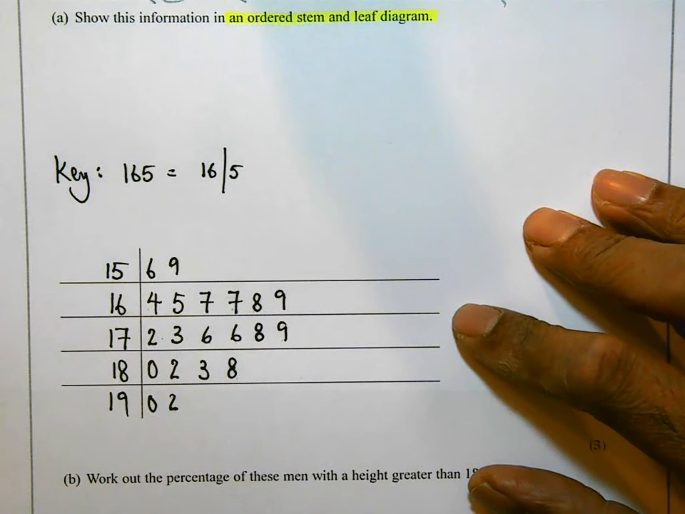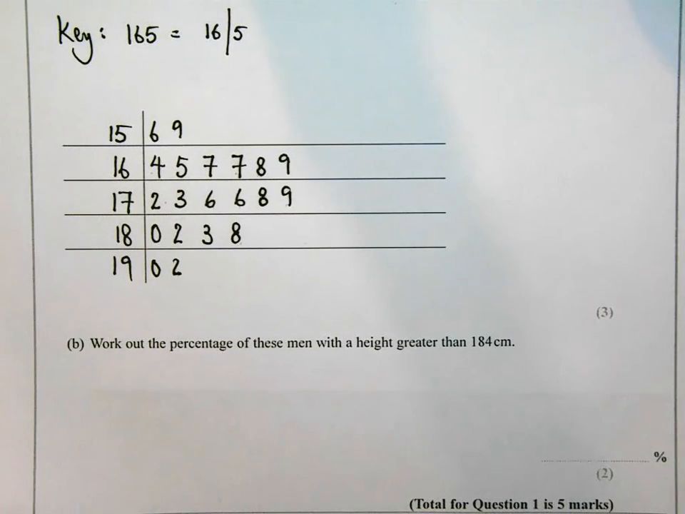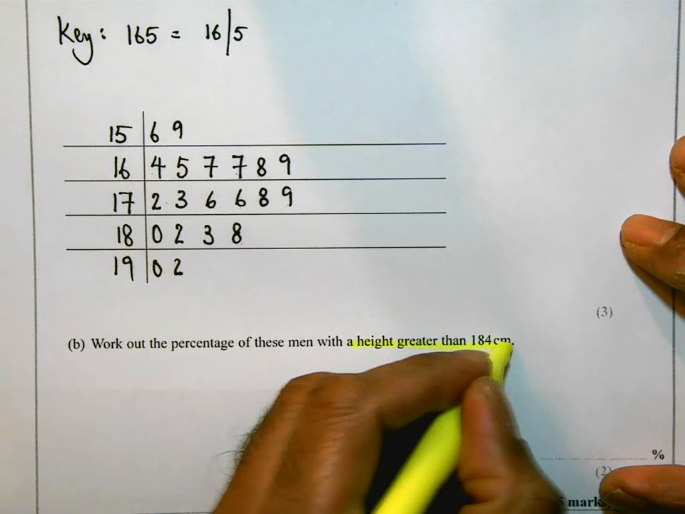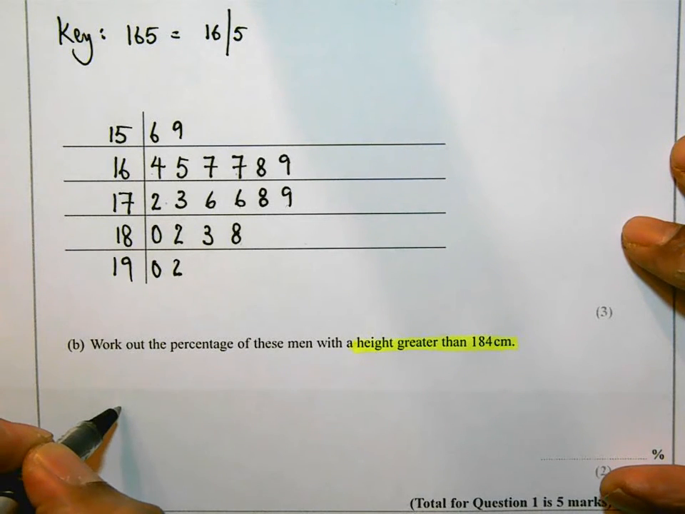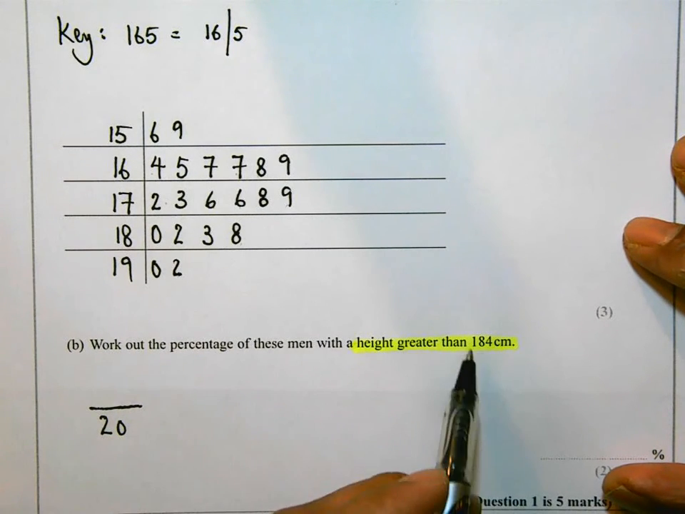Looking at part B. Part B says, work out the percentage of these men with a height greater than 184. Well, first of all, I'm going to write it as a fraction. Because there are 20 men, so out of 20 men, how many people have a height greater than 184?